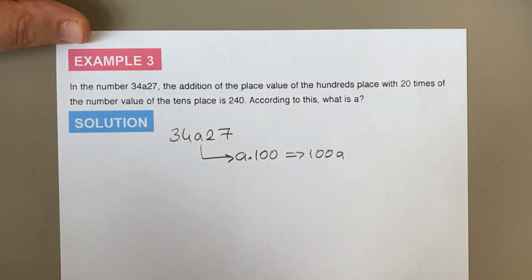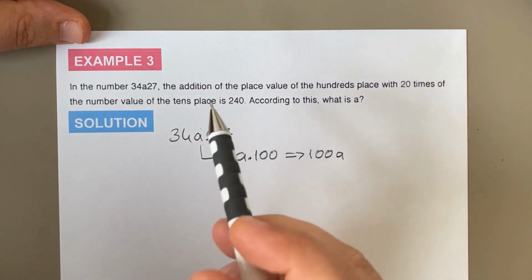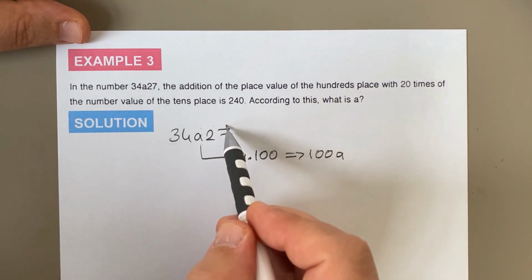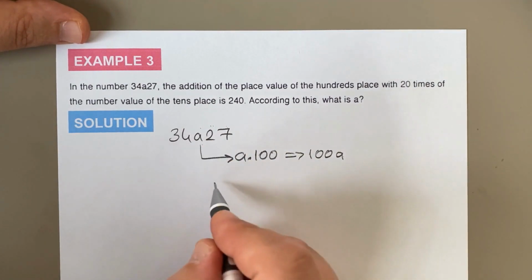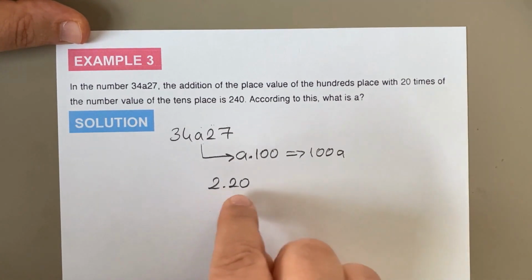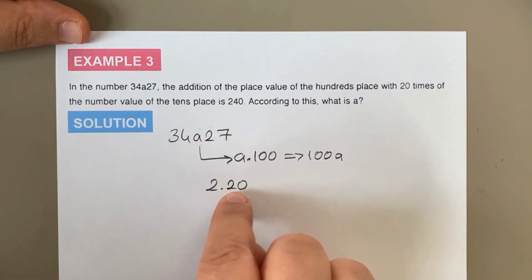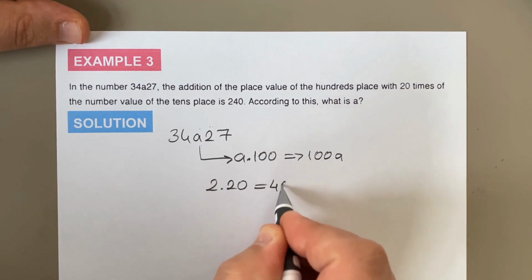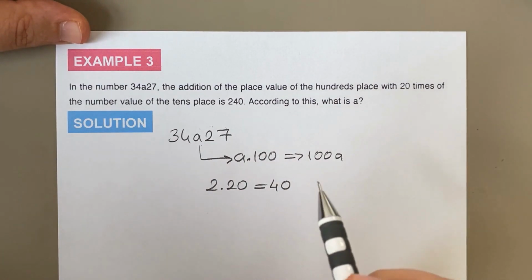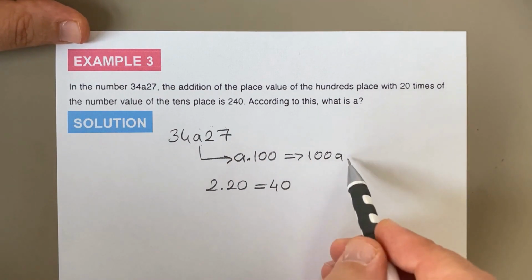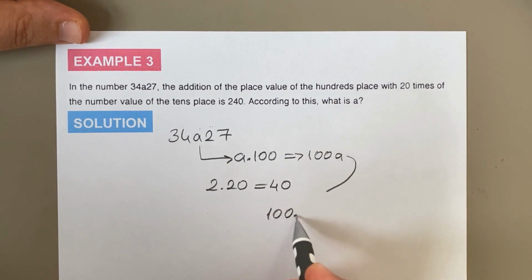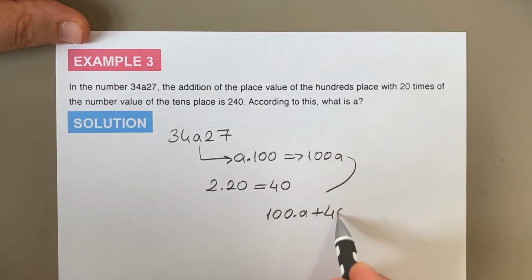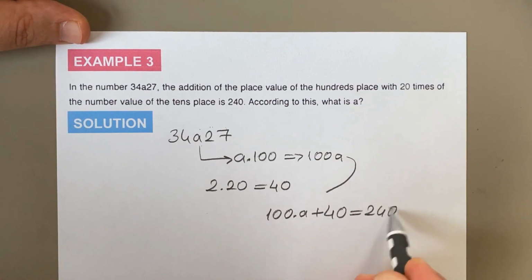So, the numerical value of the tens place. The ones, the tens. The digit in the tens place is 2. When we say numerical value, we mean the digit itself. This is 20 times 2. When we say 20 times, we multiply by 20. That gives 40. The total of these is 240. So, the sum of this and this, let's write it here: 100a plus 40 equals 240.